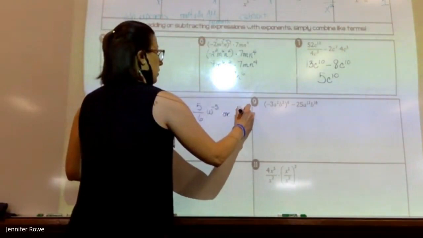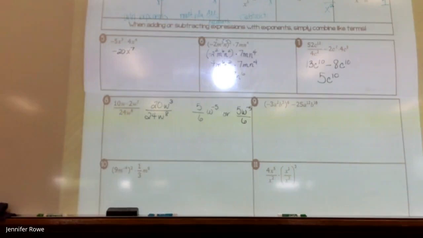Okay? Whether it's next to it or on top, those are the same thing. You might be able to leave that answer, depending on what the directions say. If the directions say you can only use positive exponents, then we have to change it. How do we change it if it says we can only use positive exponents? What are we flipping?